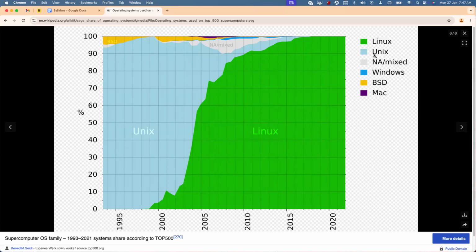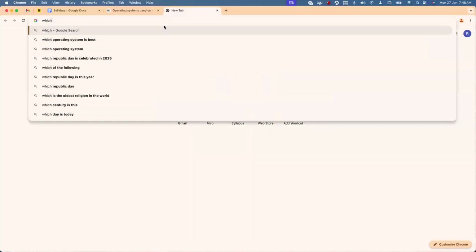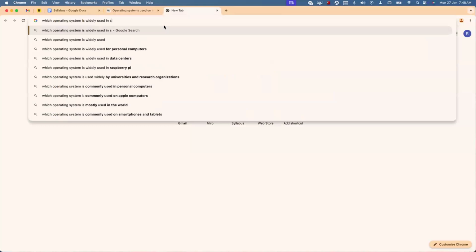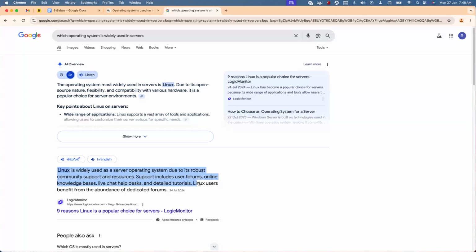Just decoding this particular data to small servers as well, Linux is one of the widely used operating systems. You can also just type on the internet which operating system is widely used in servers. Then you generally get that Linux is widely used, no doubt in that.